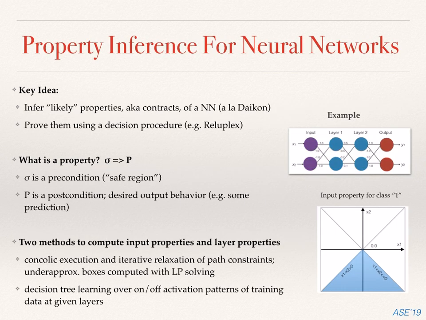So for property inference for neural networks, the key idea is to infer likely properties which have the form of contracts, input-output contracts of a neural network. And this is similar to Daikon or other techniques developed in the software engineering community. And once we infer properties that are highly likely to be true, we then attempt to prove them using a decision procedure such as ReluPlex from Stanford.